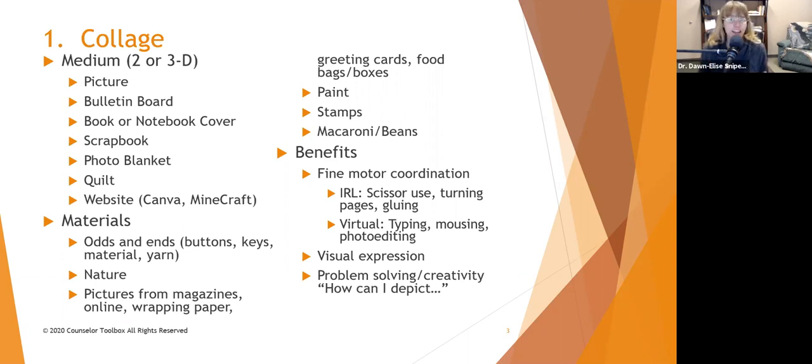Another benefit of collages is problem solving and creativity. We encourage people, instead of necessarily just using a picture of your mother, how else could you represent your mother without using her picture? What things remind you of mom? What things remind you of happiness?